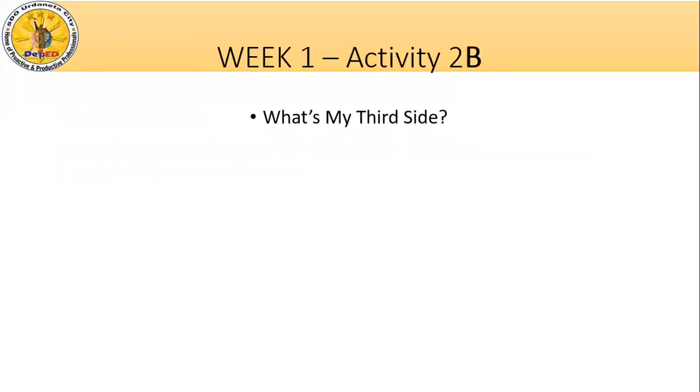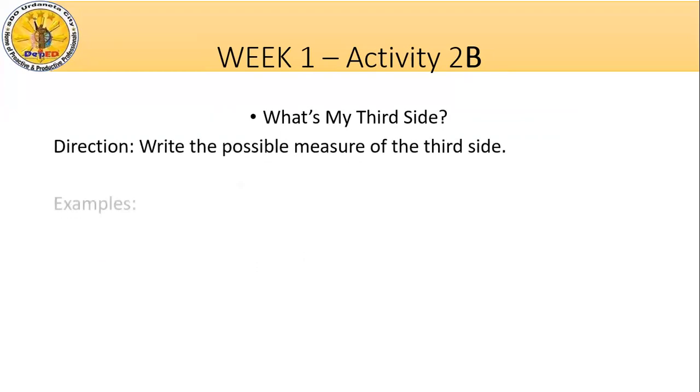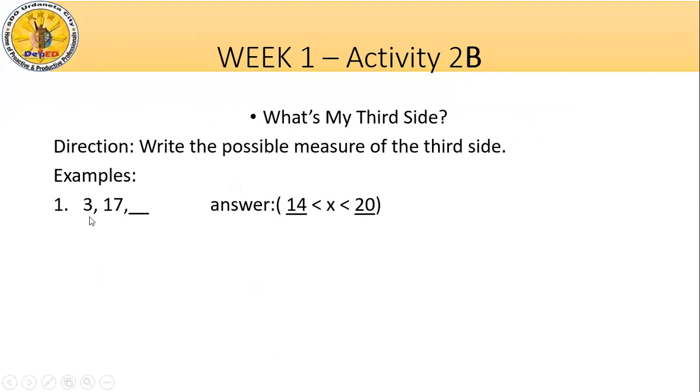Okay. 2B, direction. What's my third side? This one is a bit easier. Write the possible measure of the third side. Example, what can be the third side of a triangle with measures 3 and 17? So, our answer here is the third side is between 14 and 20. Where did I get 14? 17 minus 3, 14. Where did I get 20? 3 plus 17, it's 20.